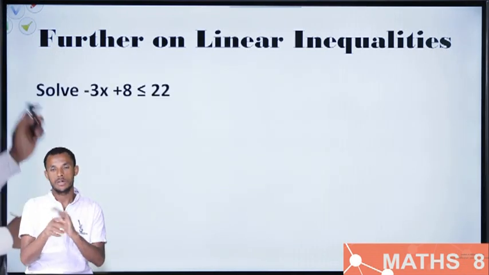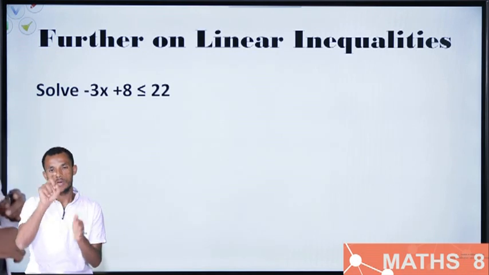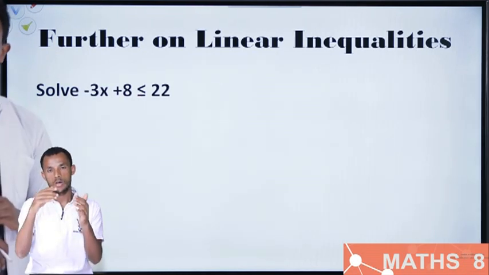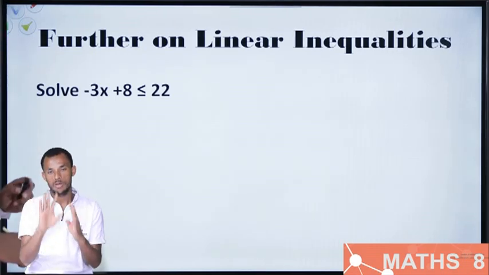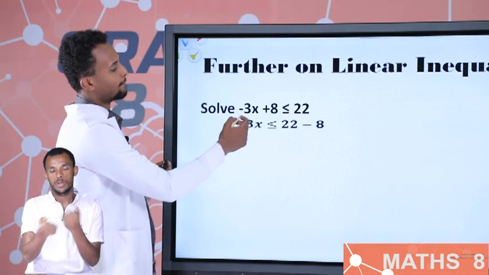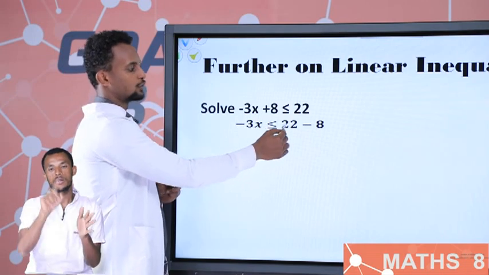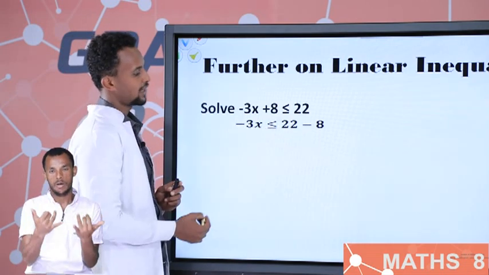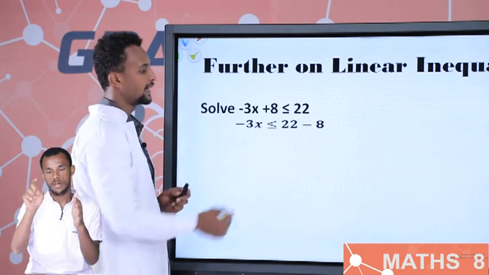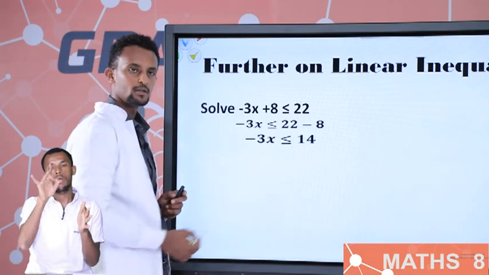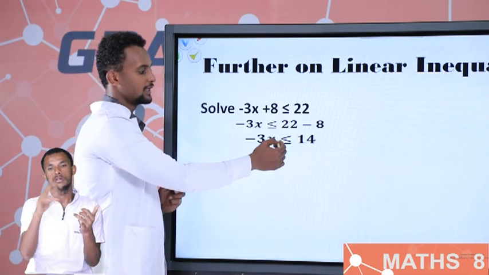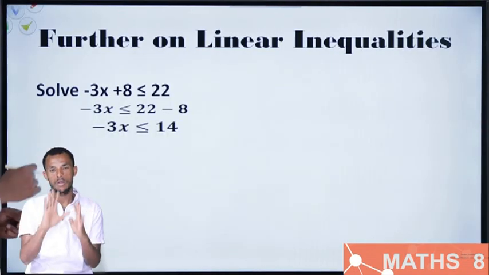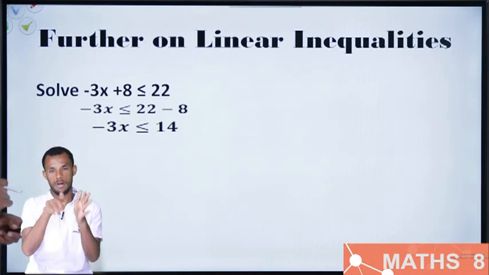The example says: solve negative x plus 8 is less than or equal to 22. So let's solve it. The solution is minus 3x is less than or equal to 22 minus 8, that is 14. Now minus 3x is less than or equal to 14. Now let's divide both sides by negative 3.